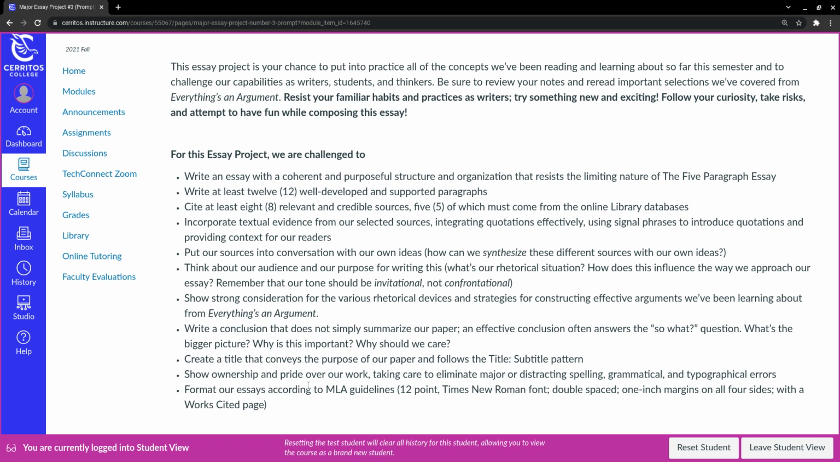We're challenged to create a title that conveys the purpose of our paper and follows the title:/subtitle pattern. The title is what catches your reader's attention, and then the subtitle is what clarifies what your essay is going to focus on. There is a title:/subtitle document in the modules that you want to take a look at. We're challenged to show ownership and pride over our work, taking care to eliminate major or distracting spelling, grammatical, and typographical errors.